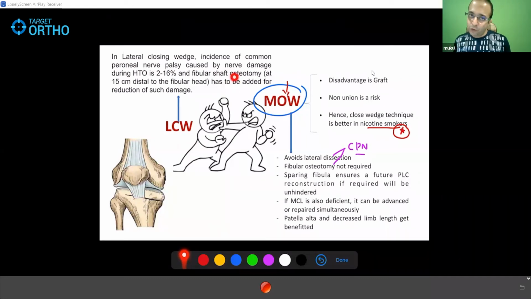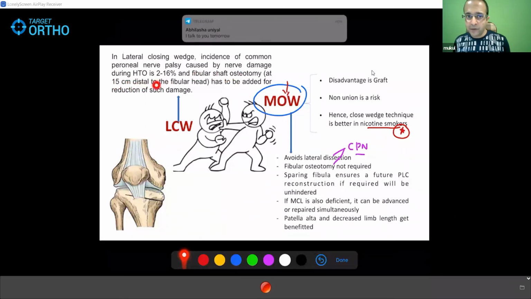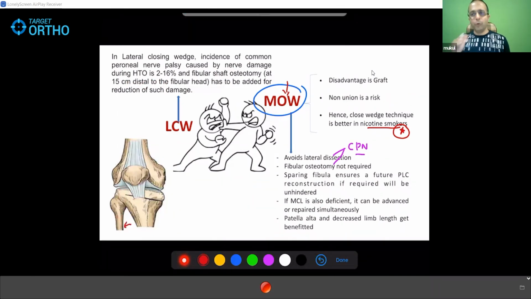So you must osteotomize the fibula in a lateral closing wedge, and this is done around 15 centimeters distal to the fibular head. Somewhere here you will end up osteotomizing the fibula if you're doing a lateral closing wedge.